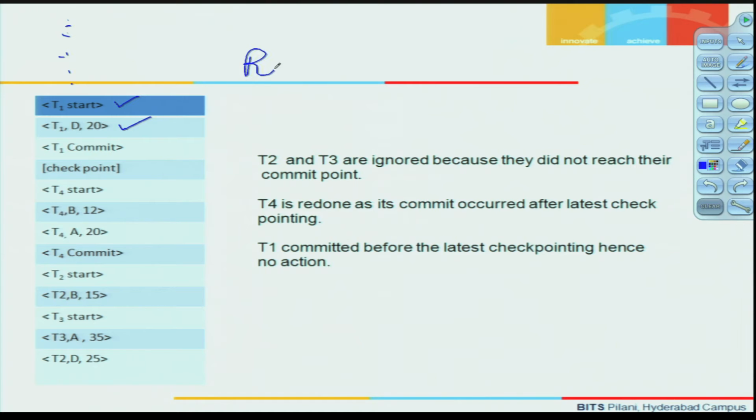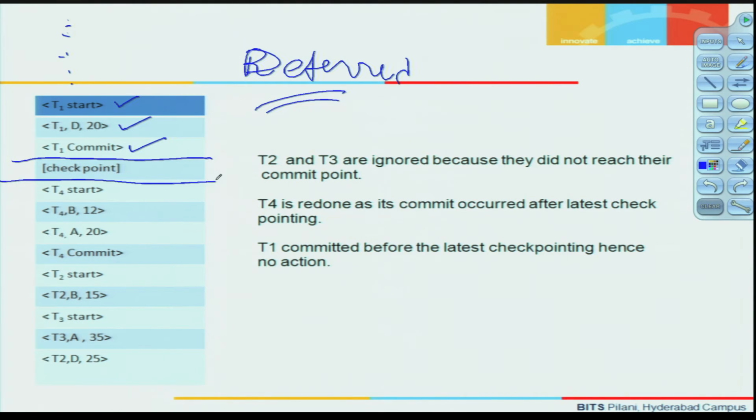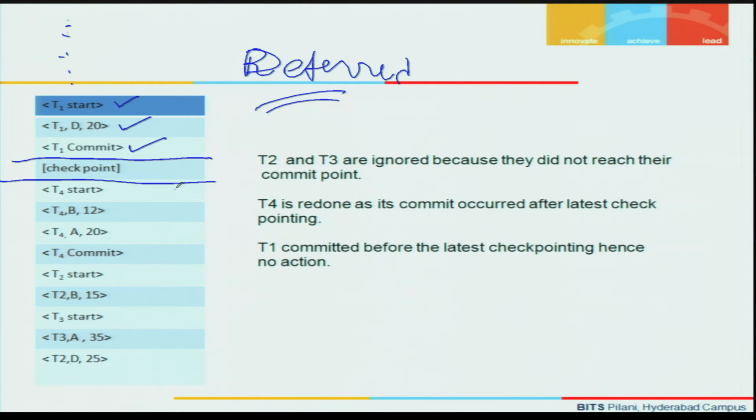The approach used here is the deferred modification technique. In the deferred modification technique, I require only the new value. I never require the old value of the data item. Then T1 commits. Here at this point the checkpointing is done. During this checkpointing, the system will make sure that all the modifications done by all the transactions which have started before this, up to that point, are written to the database permanently.